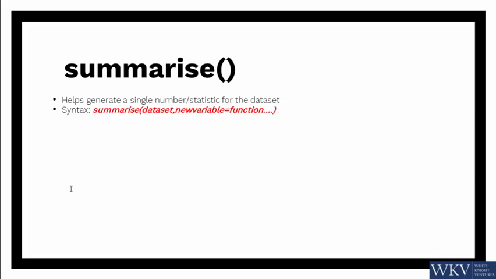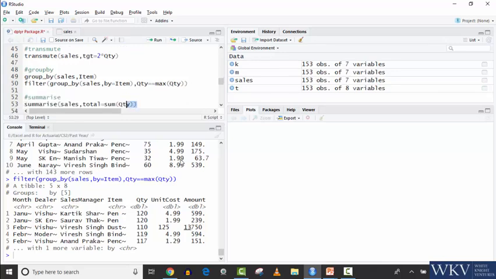Clear? So the syntax for this is summarize, name of the data set, the new variable or statistic that you want to find out, and the function that will be implemented to find out this particular statistic. Example, total number of units sold across all items. The function goes like this. Summarize sales, where you create a new variable total and you put total equal to sum of quantity.